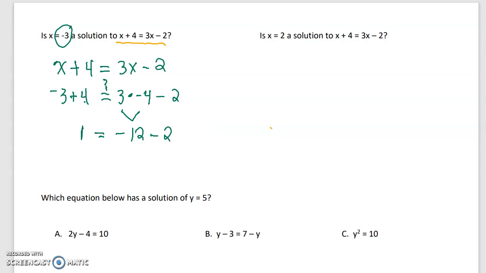When I do negative 12 minus 2, remember, that's really negative 12 plus negative 2. I'm going to add the opposite there. Again, I'm still questioning: does 1 equal negative 12 plus negative 2? And then finally, does 1 equal negative 14? No, it doesn't. Okay? So is x equals negative 3 a solution? No.